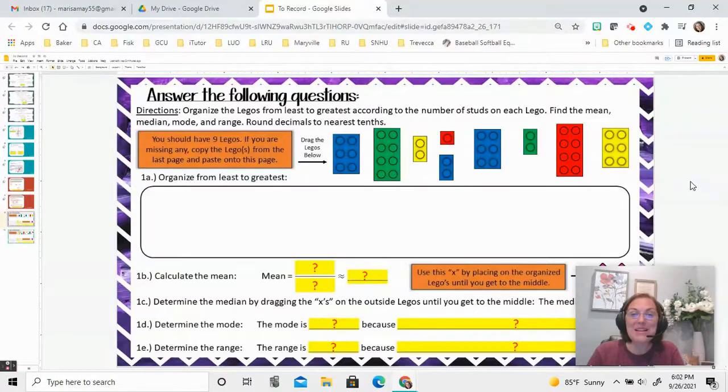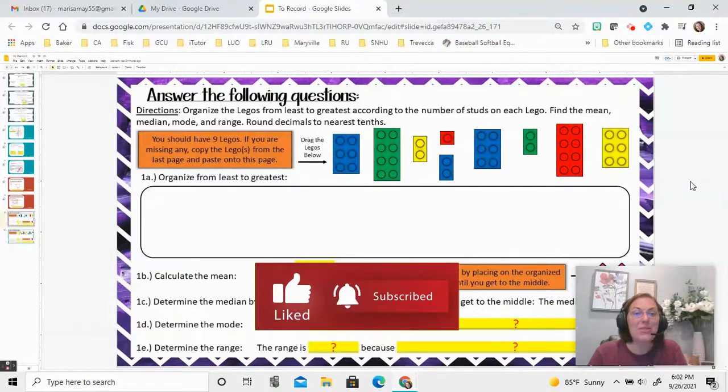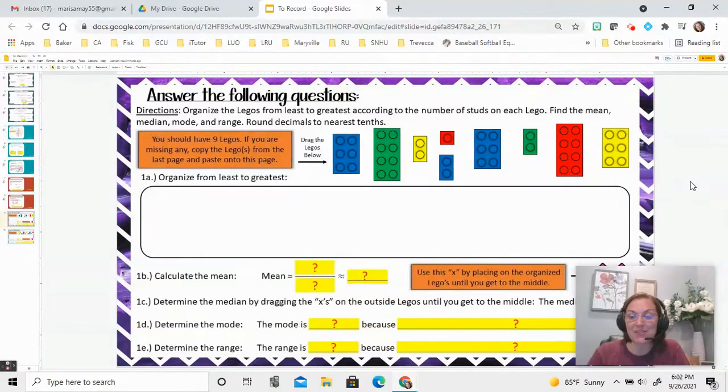Hi there, my name is Dr. Marissa May, and in this video, we're going to be looking at finding the mean, the median, the mode, and the range. Now, I thought we would do this with this neat activity I have found to find these mean, median, mode, range with some Legos here. So let's look at the directions.